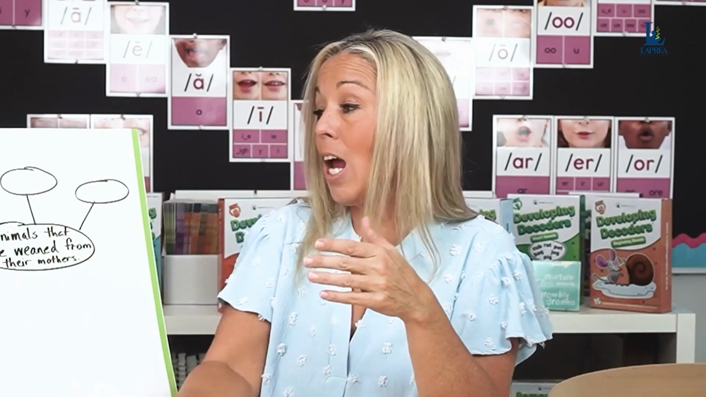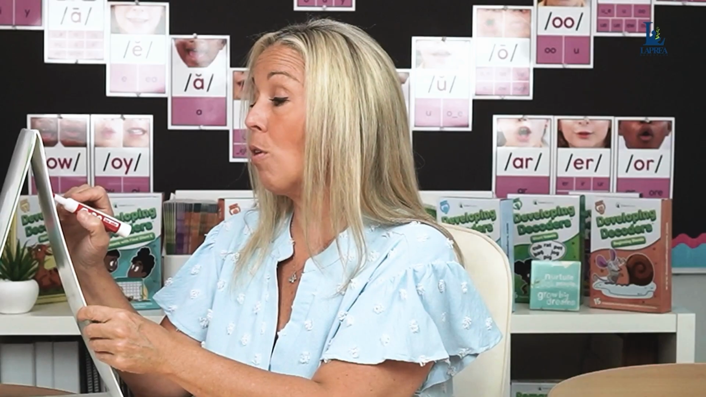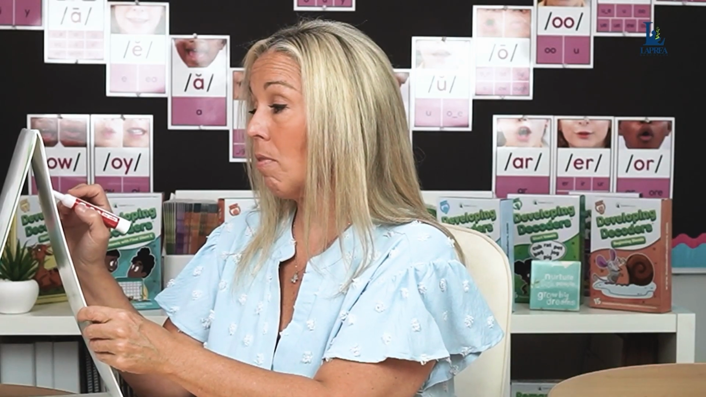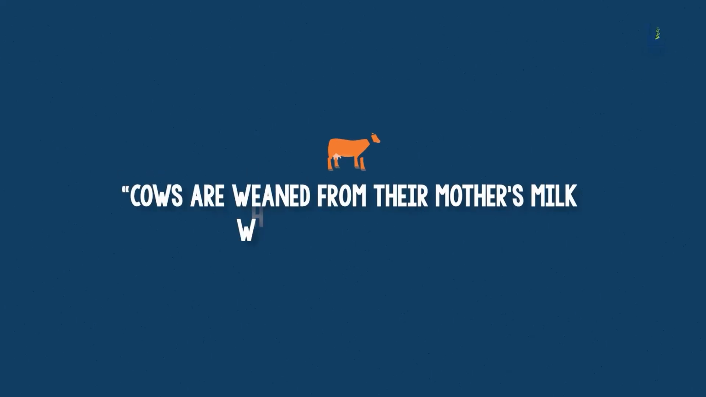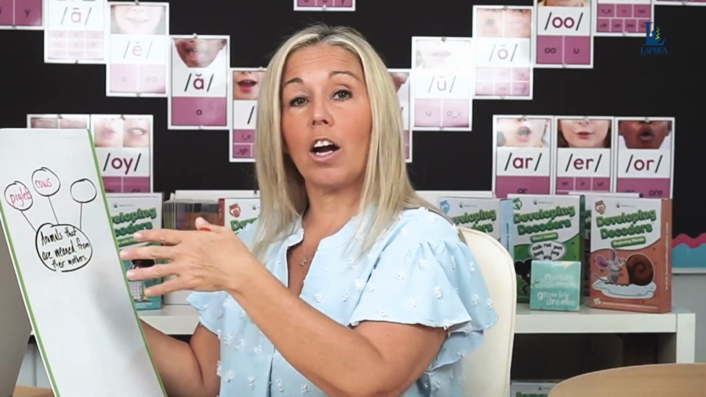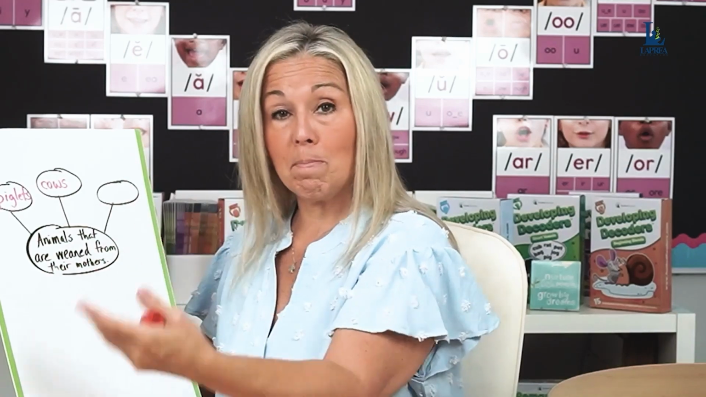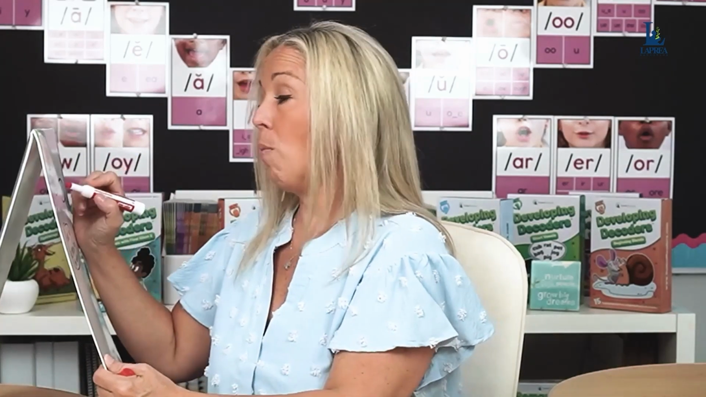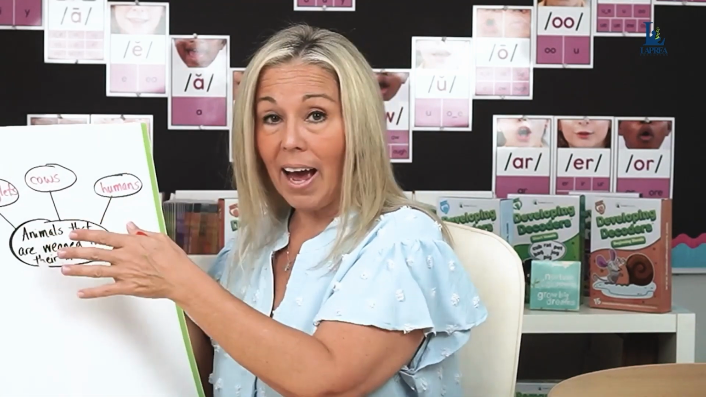So I would say, piglets are weaned from their mother's milk when they are young. So I would write piglets. Okay? And then I might say, well, what's another one? Cows are weaned from their mother's milk when they're young. So we would add to the chart different animals that are weaned from their mother's milk as they continue to grow. And we can even, of course, bring humans into this, right? So we can bring that in as well.